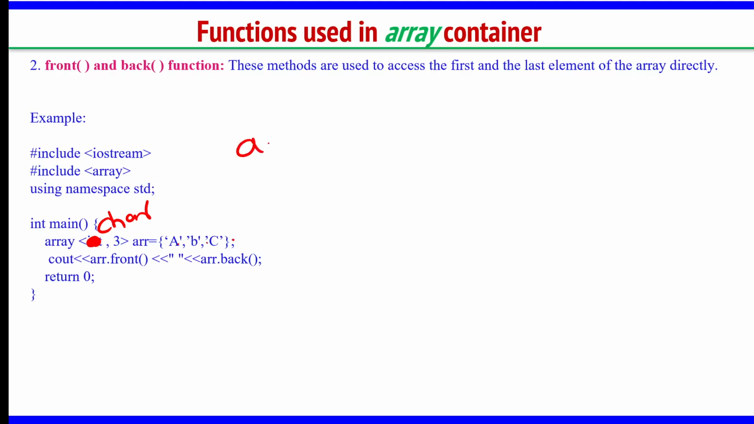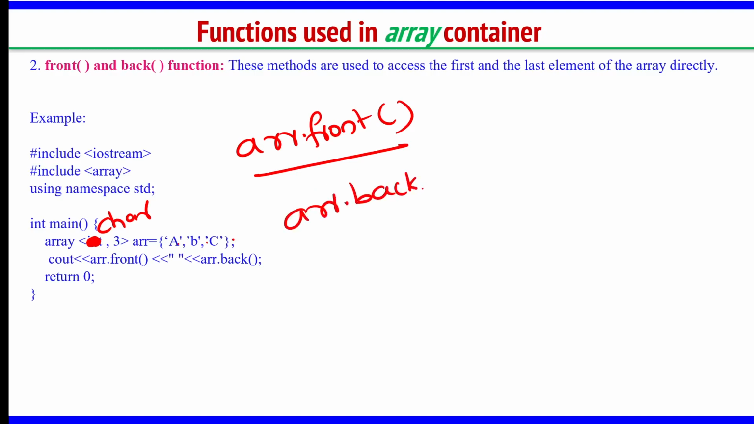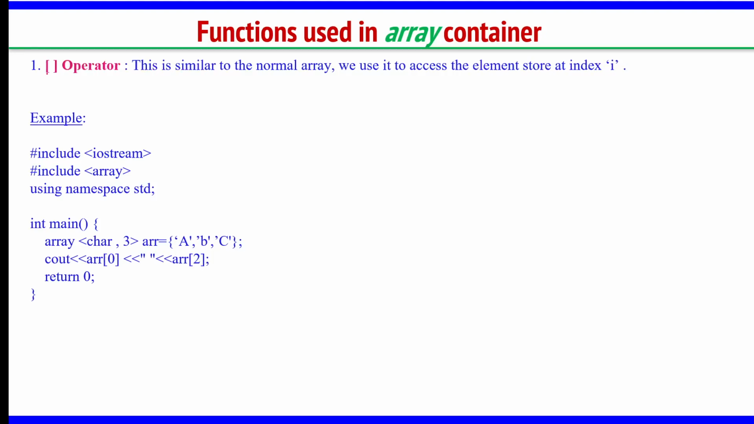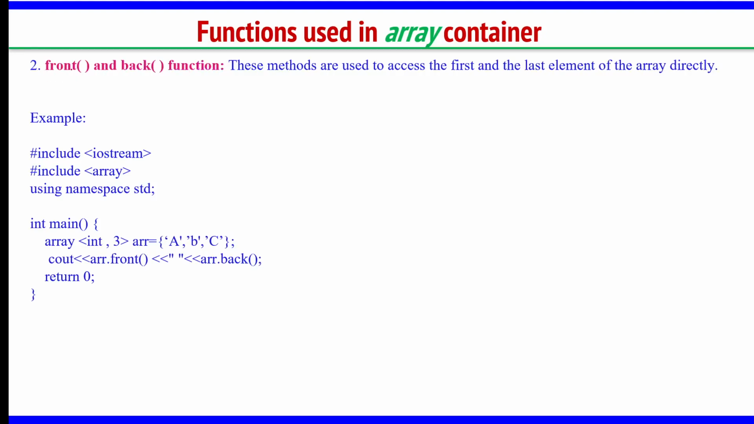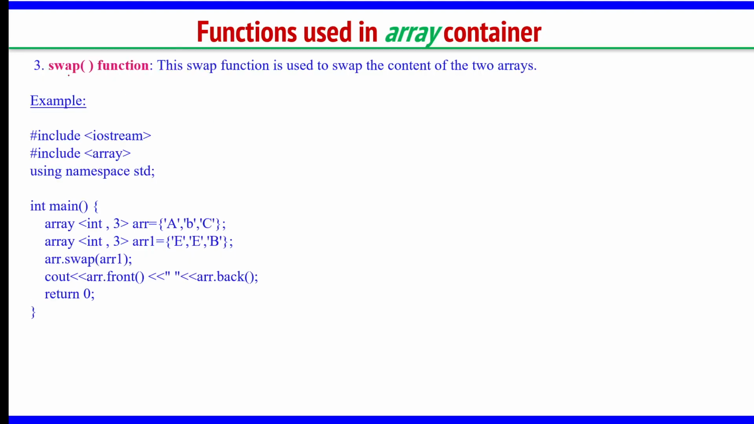So, array name dot front means it will give the first element. arr.back means it will give the last element. Okay. So, these two are functions. First one is the subscript one, the indexing which we use. Next one is front and back functions in array container. Third one, swap function.